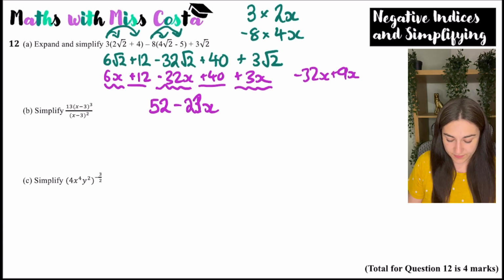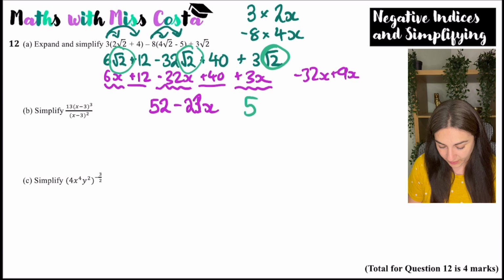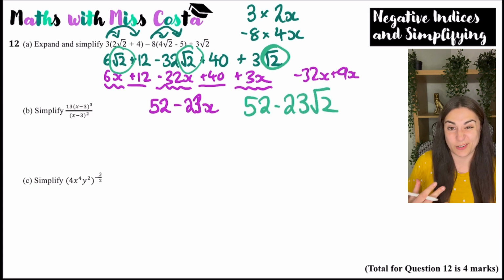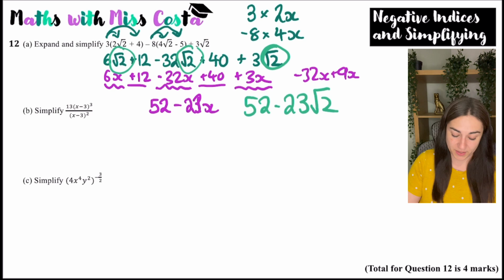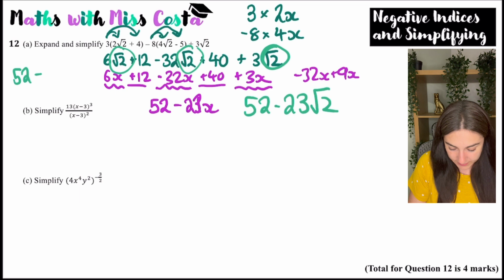So 52 minus 23x, except this is not algebra, it's surds. So instead of the x, you just write 52 minus 23 root 2. I just showed you the algebra way just to show that if you panic in the exam, turn it into algebra and then the same rules apply. So that would be 52 take 23 root 2.